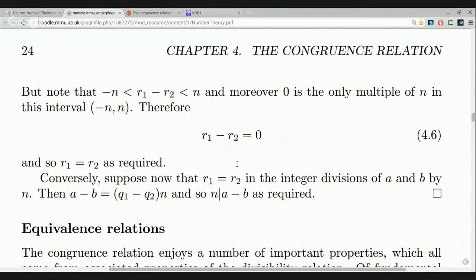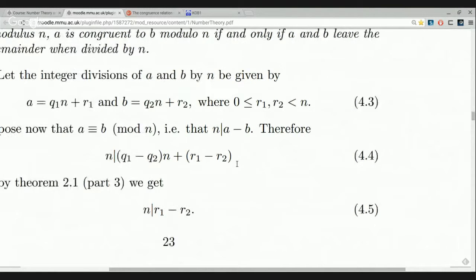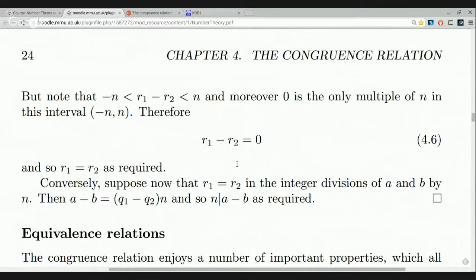This difference has to have absolute value less than or equal to n minus 1. So it's trapped strictly between minus n and n. And the only multiple of n inside here, since we've already decided that n must divide the difference R1 minus R2, is 0. And 0 is a multiple of everything. Everything divides 0. So it must be that the difference between the two remainders is 0, i.e. they're the same, R1 equals R2. So if two integers are congruent modulo n, they have the same remainder after division by n.